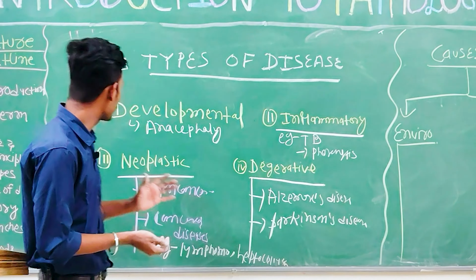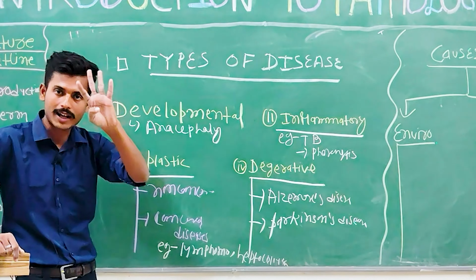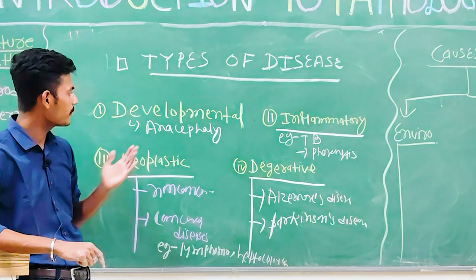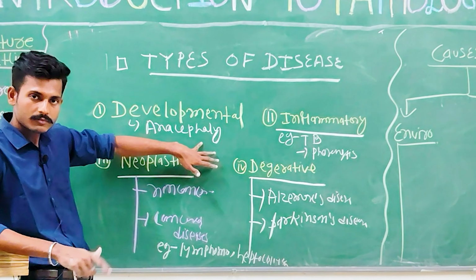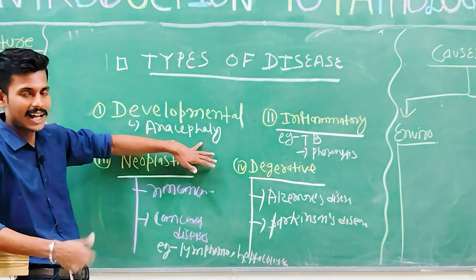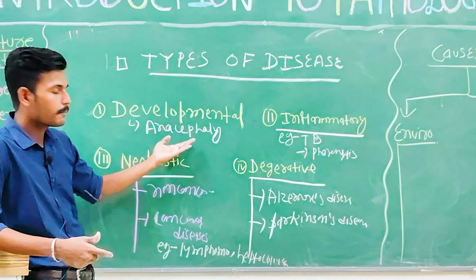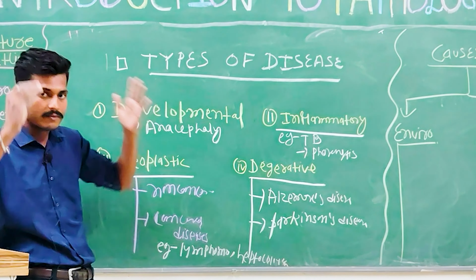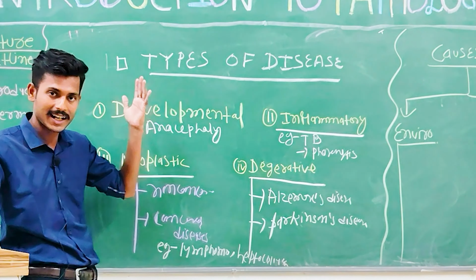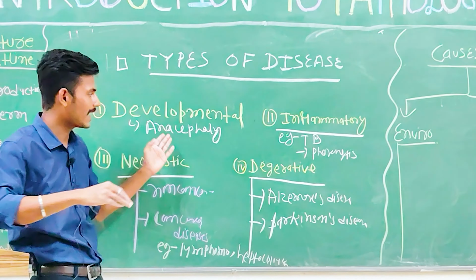Once again, just quickly revise: there are broadly four kinds of diseases. The first one is the developmental problem. Here it starts in the early phase of life, when the fetus is inside the mother's womb. After birth, they may be born with half of the head, or a big head, hydrocephalus, congenital hydrocephalus, or half of the brain, anencephaly.